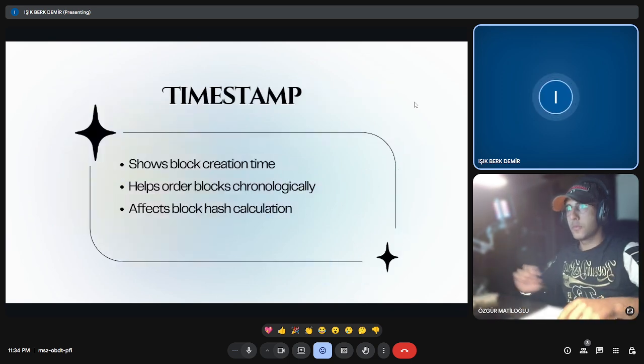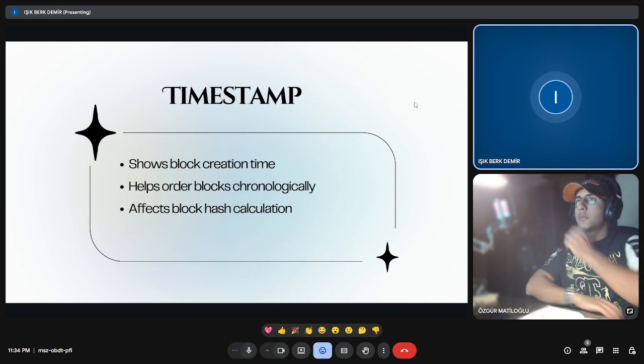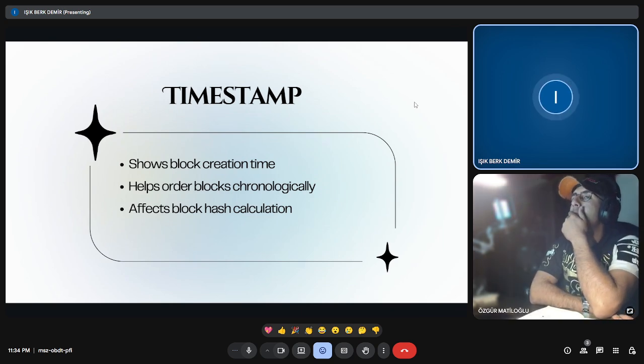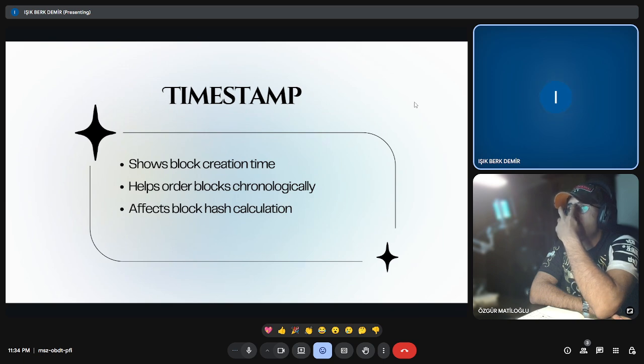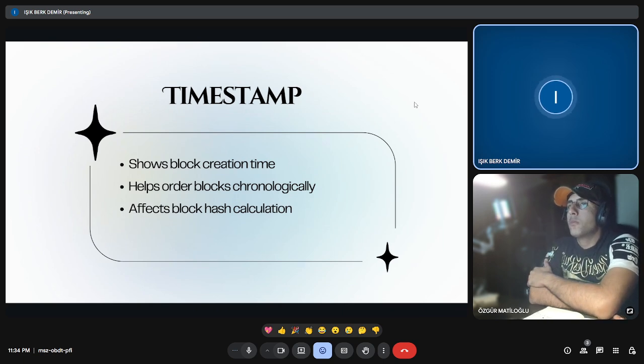Now, moving on, timestamp. What is a timestamp? The timestamp in the block header plays an important role. It shows the exact time the block was created and helps keep all blocks in chronological order. This matters because it affects how block hashes are calculated and ensures the blockchain remains tamper-proof and consistent throughout.